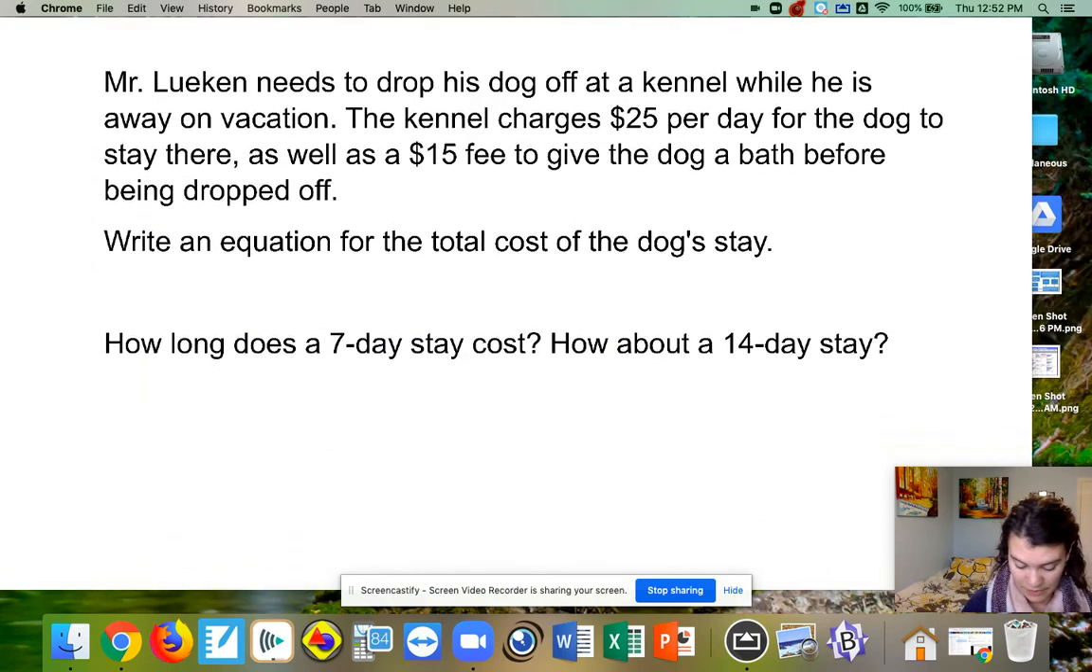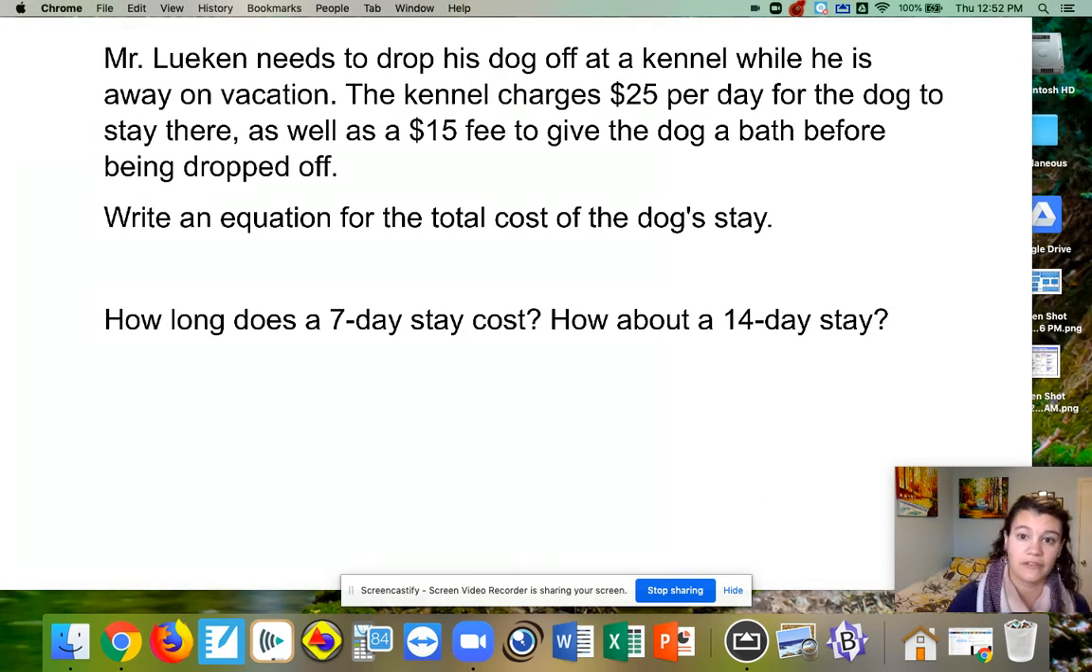So a word problem here. Mr. Lucan used to drop his dog off at a kennel while he's away on vacation. The kennel charges $25 per day per dog, as well as a $15 fee to get the dog a bath before and after they're dropped off. So I want to figure out what's the equation for the total cost of the dog.